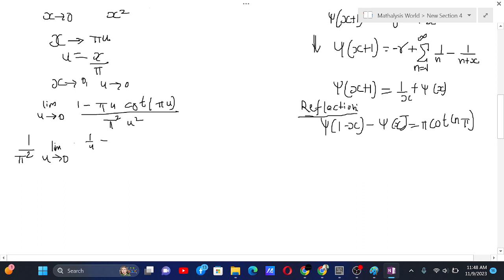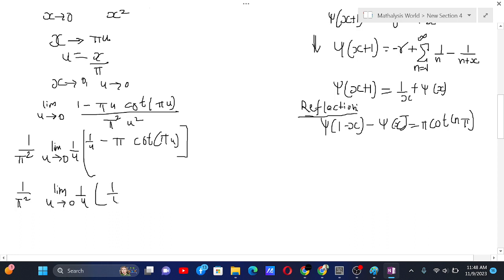So we had over here, I actually divided by u, so we have 1 by u over here, and then 1 by u minus pi cot pi u. This is where we were. Now 1 by pi square, limit u tends to 0, 1 by u, and then we can replace this thing by over this thing. This gives us digamma of 1 minus u minus digamma of u, not gamma, it's digamma.